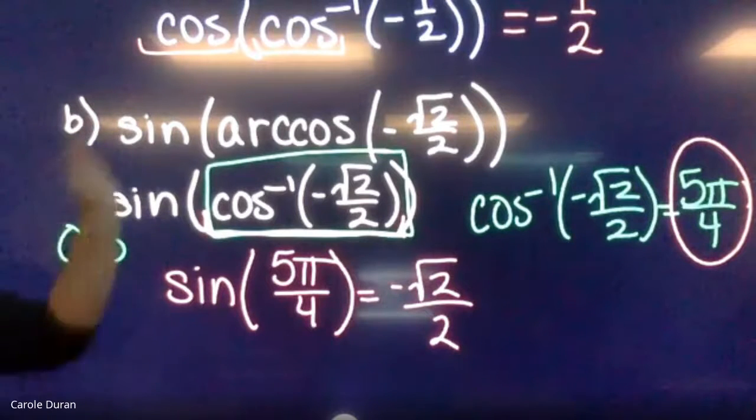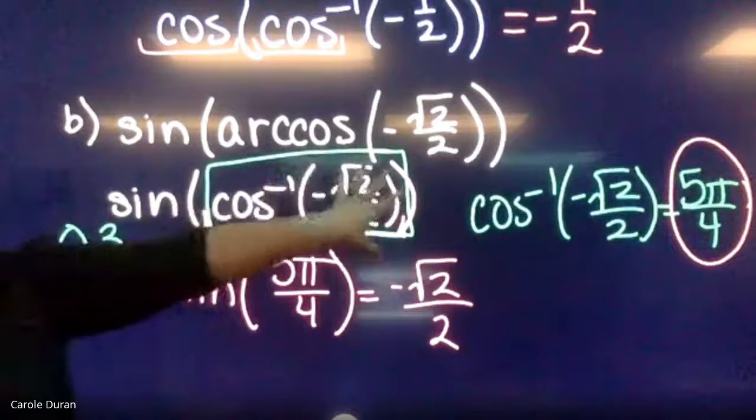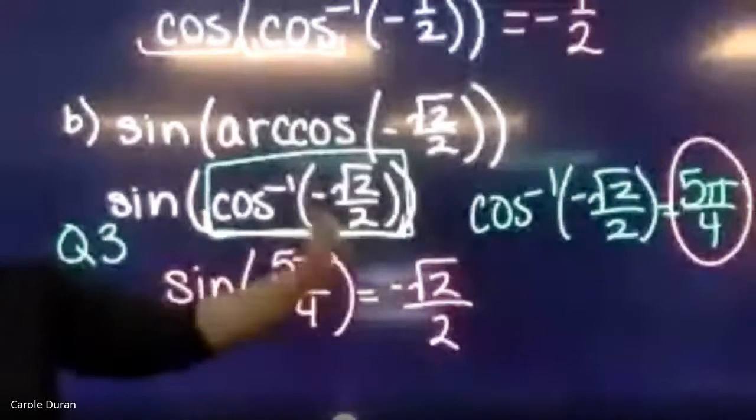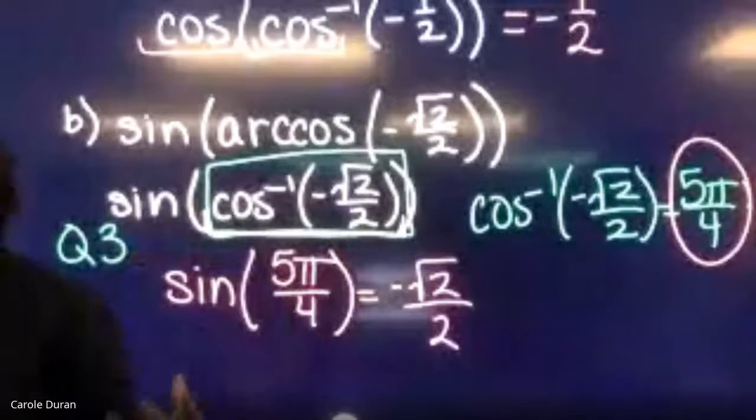Does this kind of make sense? Solve for the angle, plug the angle in, get the answer. These two will not always be the same if I have different trig functions. Just for this angle, they turned out that they were.